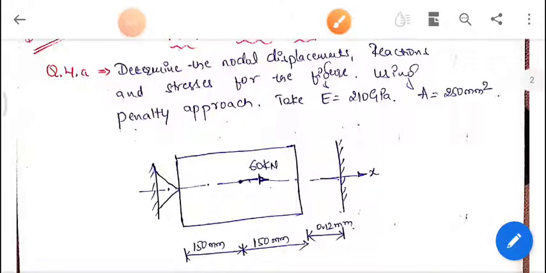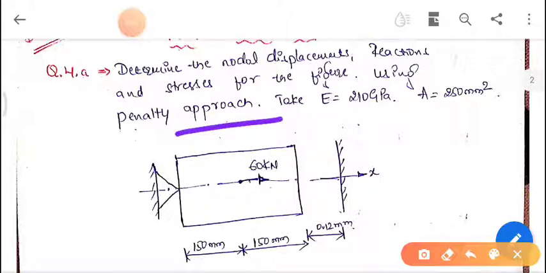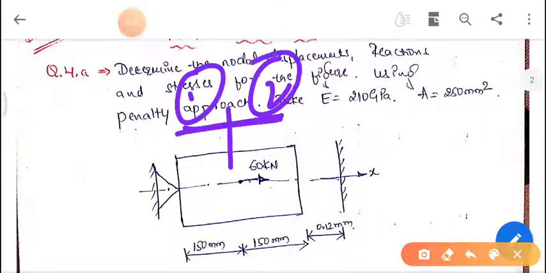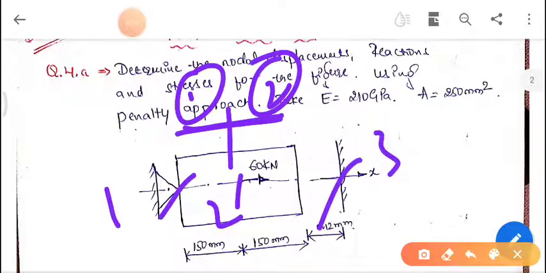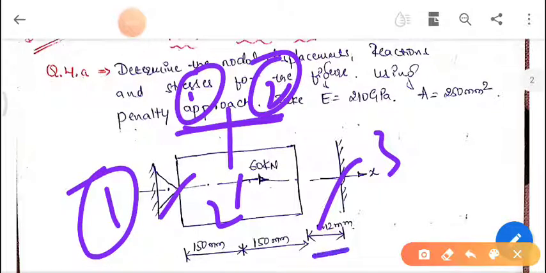Hello, in the previous video we stopped where we are supposed to apply the boundary condition, and we are using the elimination method of handling boundary condition. There I was explaining this entire bar has two elements, element 1 and element 2, where we have node 1, node 2, node 3. Node 1 is fixed. Node 3 has some displacement, 0.12. This is what we are seeing.